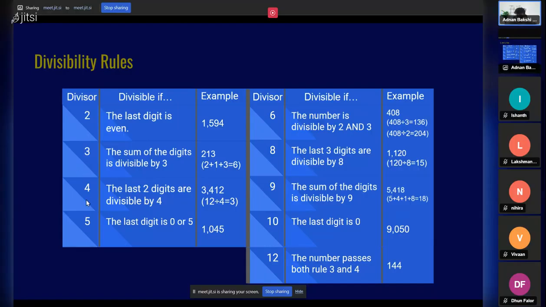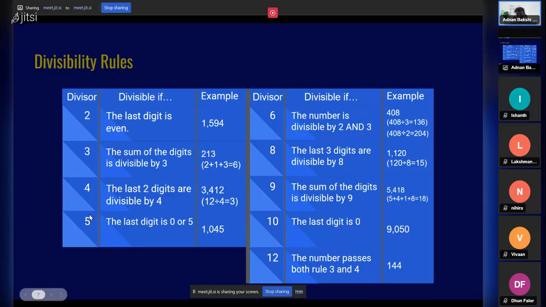Okay, so it's divisible by 4 if the last 2 digits are divisible by 4. So you see 3412. Take these last 2 digits. You see if it's divisible by 4. It should be easy. 12 divided by 4 is 3, and it's divisible by 4, so yeah, 3412 is divisible by 4.